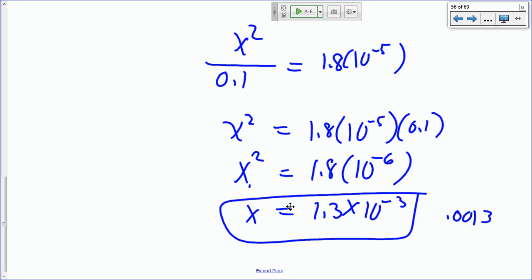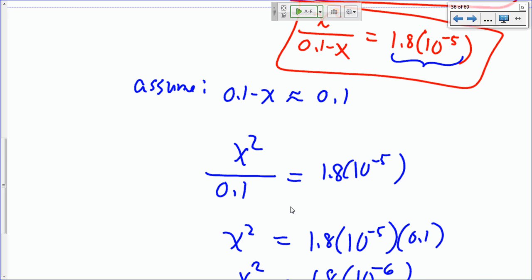Is that negligible compared to 0.1? Compare this one. This is 0.0013, and this is 0.100, right? So this is 0.100 minus 0.0013. How much error am I making by making that assumption? My error would be over here in the third decimal place, right? That's 1 part of 100, 1% error. If you can get it to about 10% error or less, you should be okay for most practical purposes, okay? So you would say that's a reasonable assumption. So we'll go with that, okay?